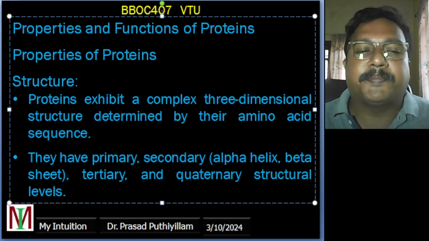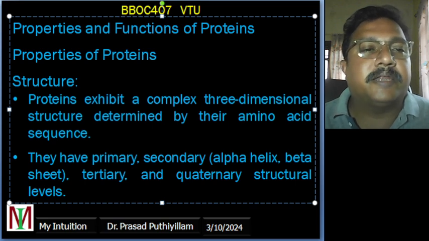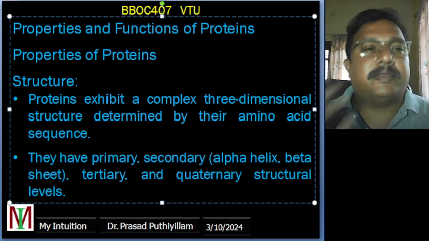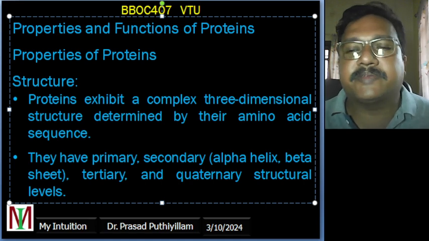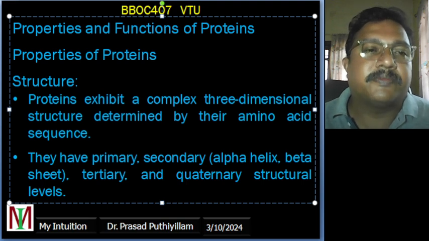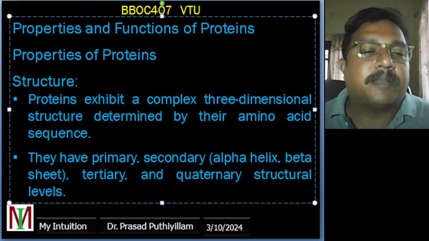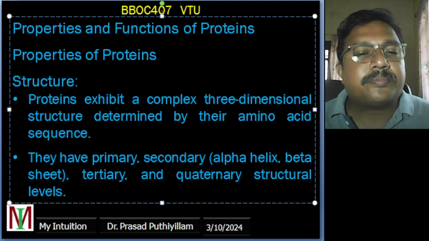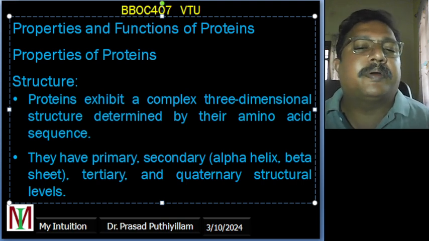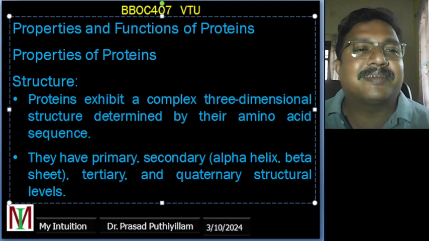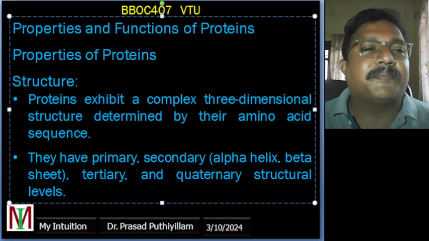The arrangement of amino acids in a particular order is decided by the DNA. DNA forms the messenger RNA, which you can understand from my previous video, the sixth class video. It is decided by DNA which protein has to be made and in which sequence the amino acids have to be combined. The complex three-dimensional shape is crucial for the protein's function.